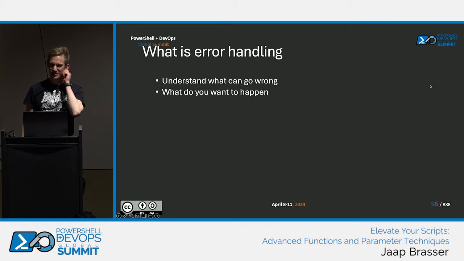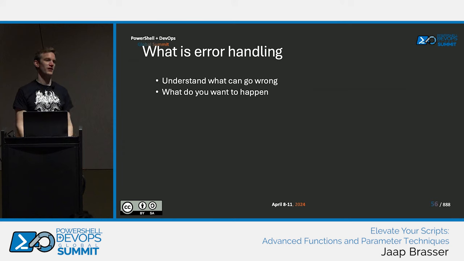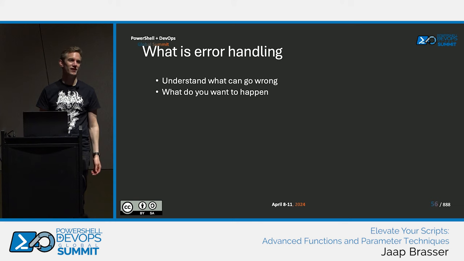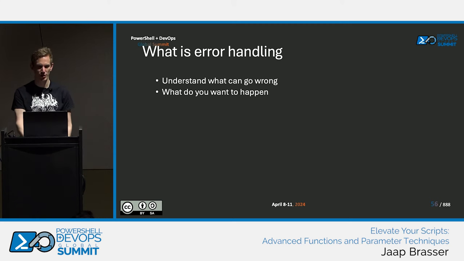Sweet. So error handling, what are we trying to do? The first thing we need to do when we do error handling is understand what can go wrong with your code. Because if you have no idea what can go wrong, I mean, you can put a try catch around anything. But if you don't know what kind of errors can happen, then it might not be the most useful, because then you might as well set error action preference to SilentlyContinue and just keep on going. And also what you want to happen. So we've also talked about that.